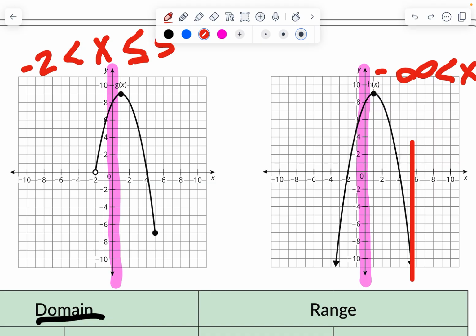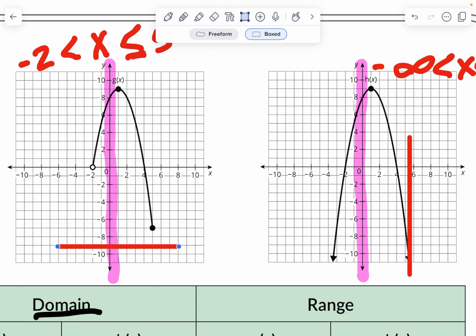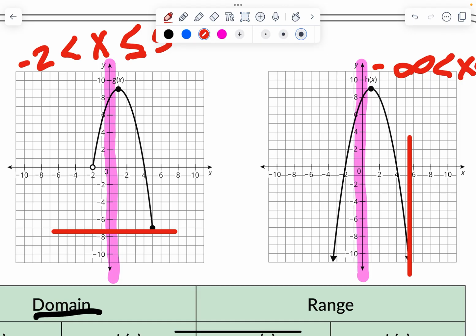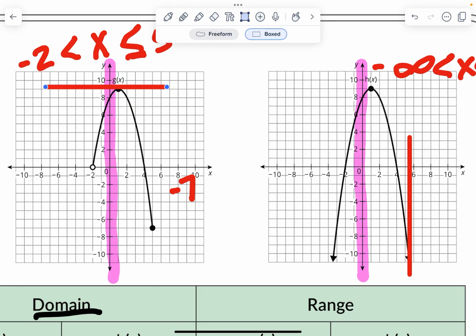I'm going to draw another one. This time I'm going to draw a horizontal line. Okay? And we are going to look from the bottom of this graph up to the top. Bottom, top. What's the lowest y value that you see on your graph? Well, if you look at what that's in line with, it looks like it's at -7. And the highest y value I see on my graph is all the way up here at 9.